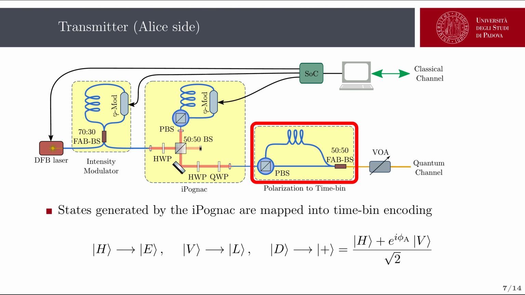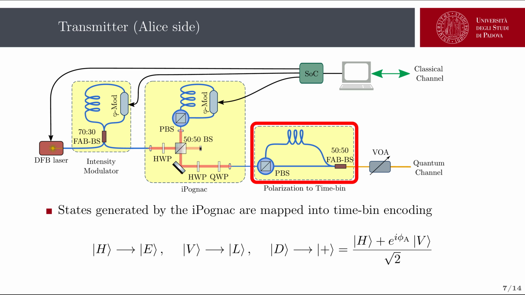At this point, the conversion from polarization encoding to time-bin encoding is done by the conversion stage I described before. Here below I report the three states it is going to generate. The horizontal polarization will be mapped to the early state in time-bin encoding. The vertical polarization state will be mapped to the late time-bin state, and a diagonal polarization state will be mapped to the plus state in the time-bin encoding.